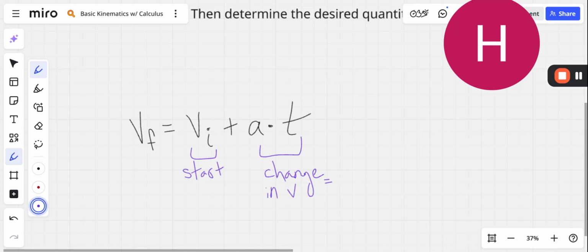But this change in v is essentially the integral of a dt. So now that we're in calculus, we use integrals to describe that total change. I guess I should call it the net or overall change in v. Okay, so that formula is true when we have a constant acceleration.